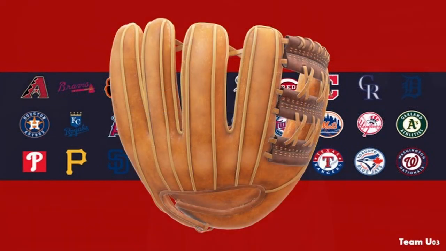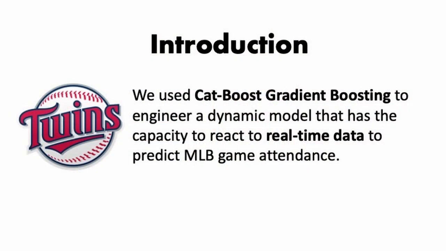In this case, we will be predicting MLB game attendance. So, for our model, we used CatBoost gradient boosting to engineer a dynamic model that has the capacity to react to real-time data and predict MLB game attendance.